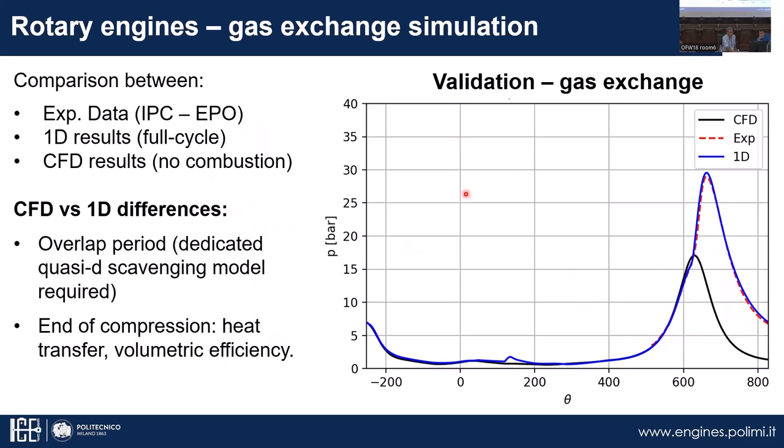In terms of validation, here the experimental data are only available for the power cycle because of the position of the sensor, so we compared 1D and 3D data for the gas exchange. Results are in rather good agreement, except in two conditions: when the two ports are contemporarily open, and in this case, the 1D model needs a dedicated approach, so it makes sense that 1D and 3D do not agree. While at the top dead center, things are a bit more complicated because it seems that CFD is underestimating the heat transfer.